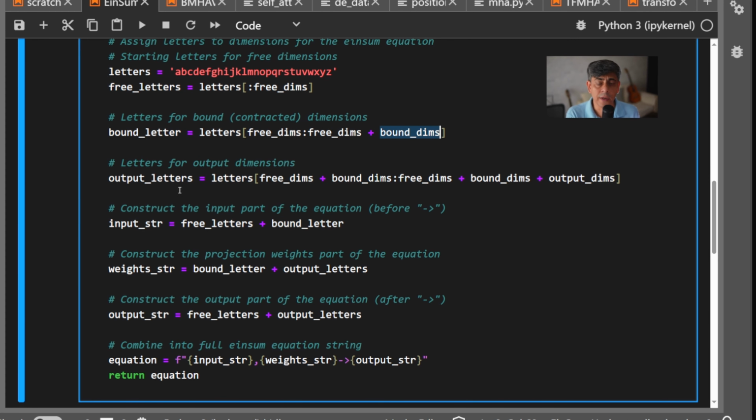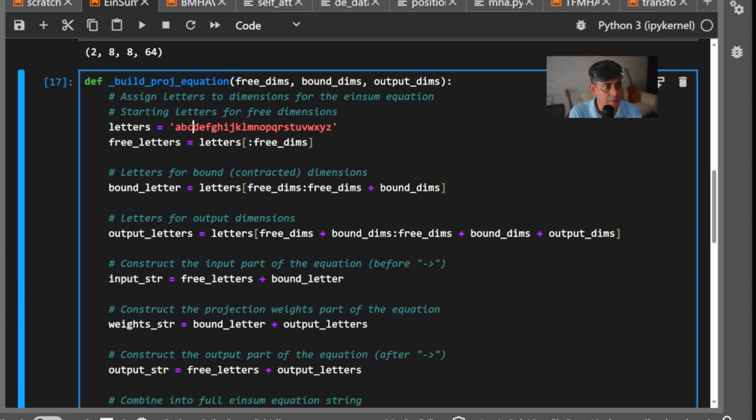Output letters. So these are the bound letters, which is C, and then the output letters are the letters starting from 2 plus 1, which is you start from 3 and then go up to 3 plus the output dimension. As we know, the output we are expecting is the number of heads 8 and the output dimension, which is 64. So 8 and 64 are the two things which we are expecting. So therefore the output dimension starts from 3 and goes up to 5. So that's what exactly we have done. We have gone up to D, E, which are the output letters, right?